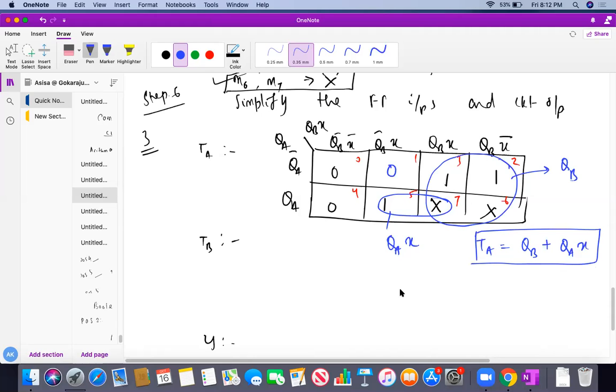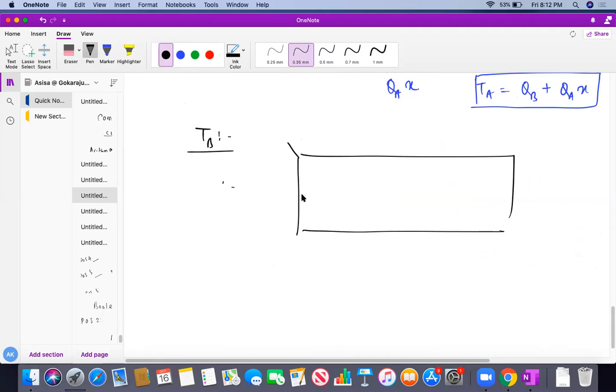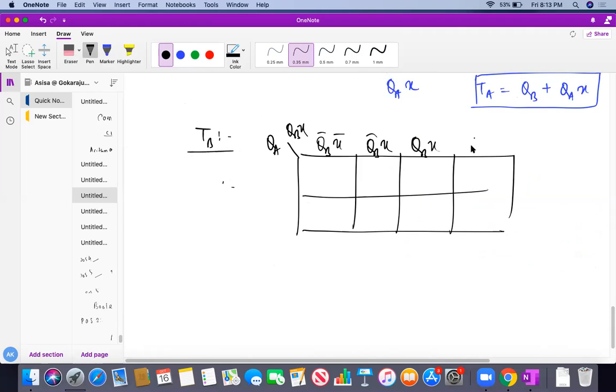Like this we can find TB also. TB also needs a 3 variable K-map. TB is another flip-flop input function, so it again requires a 3 variable K-map which has 8 cells. So this is also QB bar X bar, QB bar X, QBX, QBX bar, and this is QA bar, QA. And we know the minterm positions 0, 1, 2, 3, 4, 5, 6, 7.